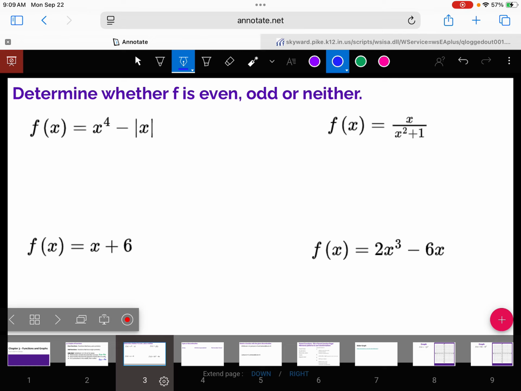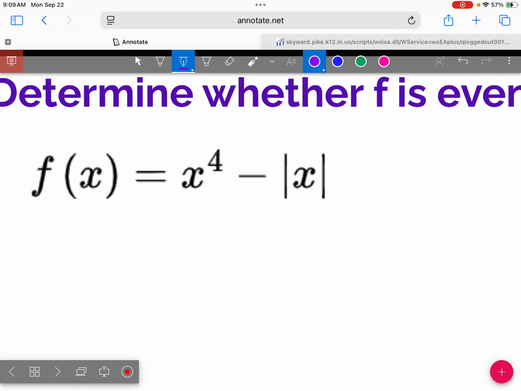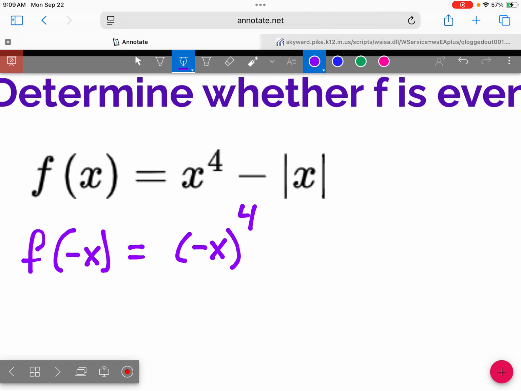On this first one, we have f of x is x to the 4th minus the absolute value of x. If we substitute the opposite of x in for both of these, we're going to do our f of minus x. So we're substituting the opposite of x into our x to the 4th, and into that absolute value. Absolute value cannot equal a negative, but I can put a negative inside an absolute value. Like, what's the absolute value of -2? 2. Absolute value of -7? 7. So we can have a negative inside the absolute value. It just doesn't really change anything.